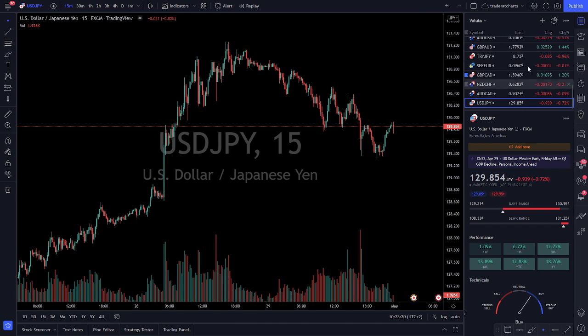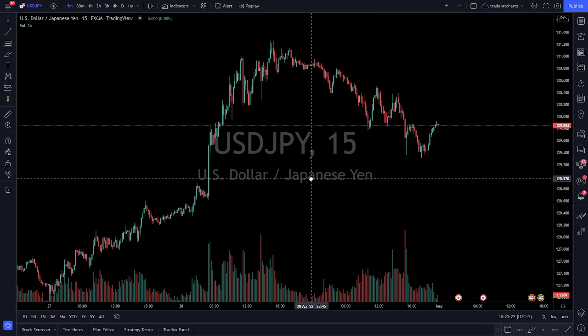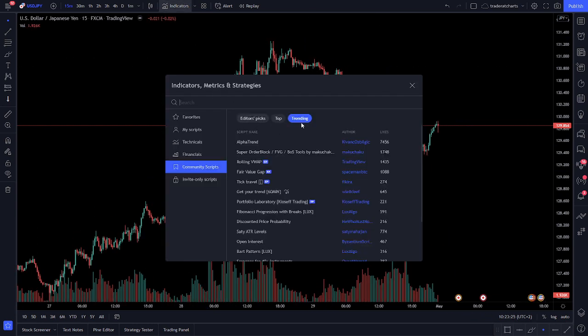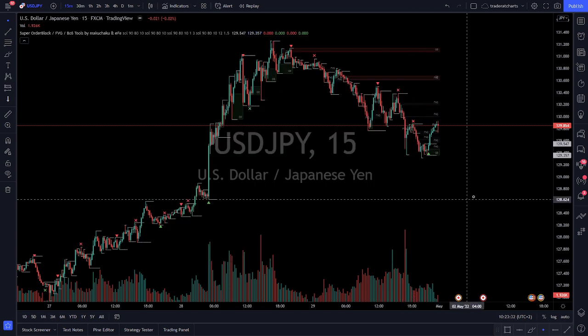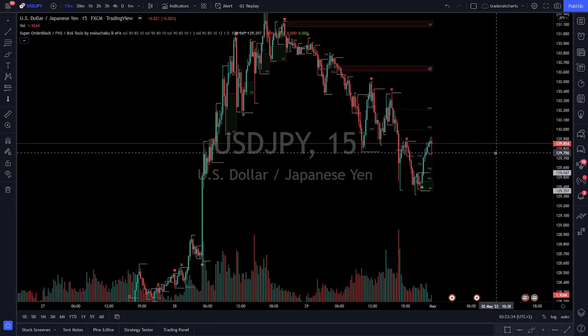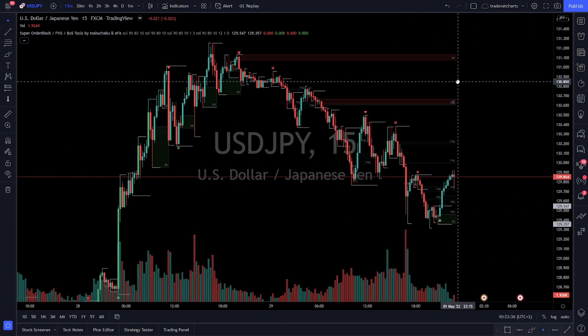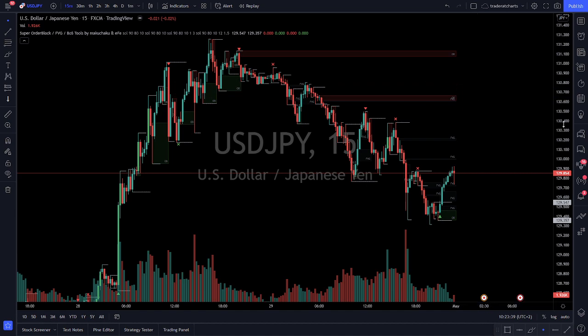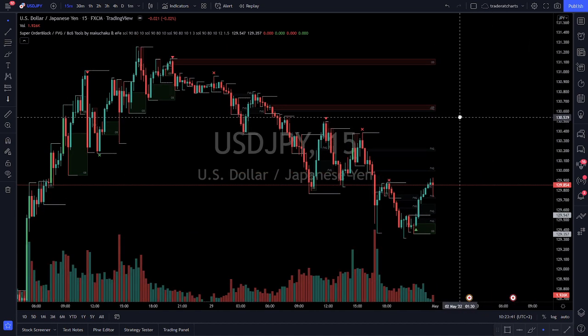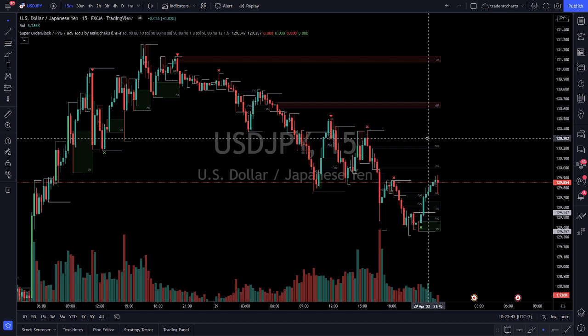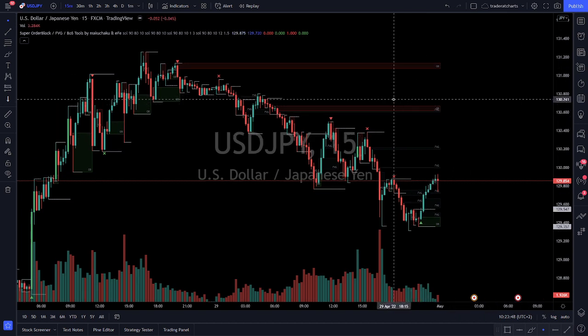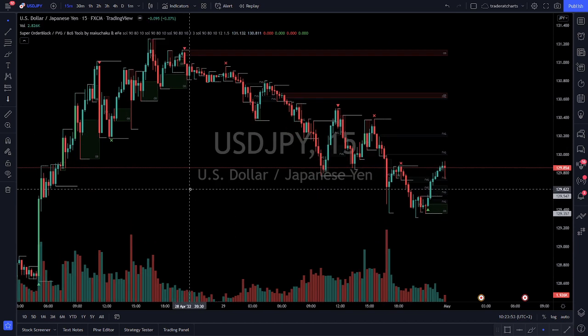Today we're going to do a review of a new indicator called Super OrderBlock, which is trending here. I think this may help you, because it looks like it can be messy, but I'm going to try to explain it so you have a little bit more understanding of how you can use this.